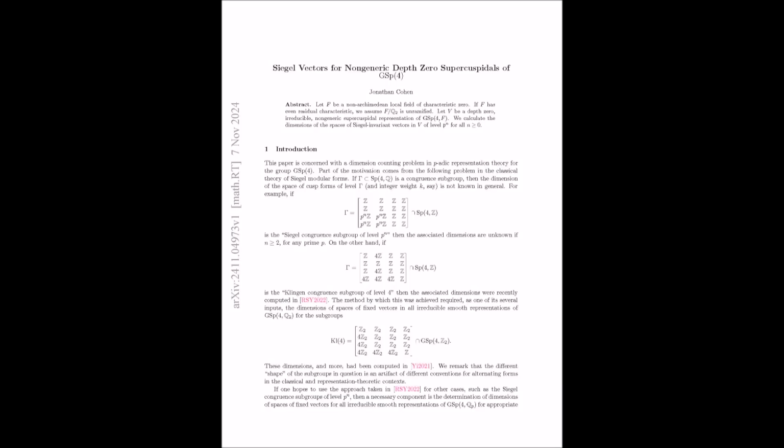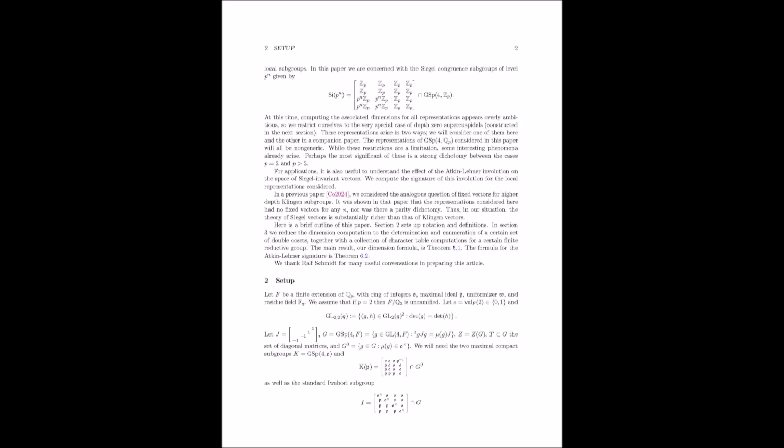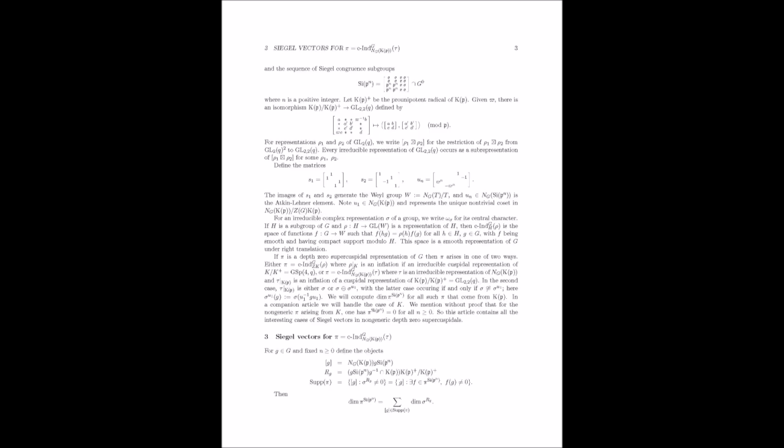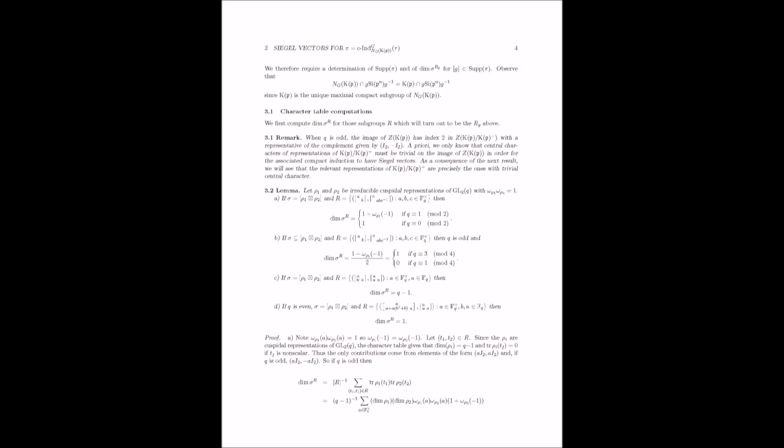You're exactly right. Section 3.1 kicks off with Remark 3.1, which highlights an important condition for a compactly induced representation to have Siegel vectors. The central character of the corresponding representation of Kp plus must be trivial on the image of ZKP. Okay, so there's like a secret handshake the representation needs to do to get into the club of Siegel vectors. I like that analogy. And Lemma 3.2 reveals that the representations we're interested in do indeed have this secret handshake.